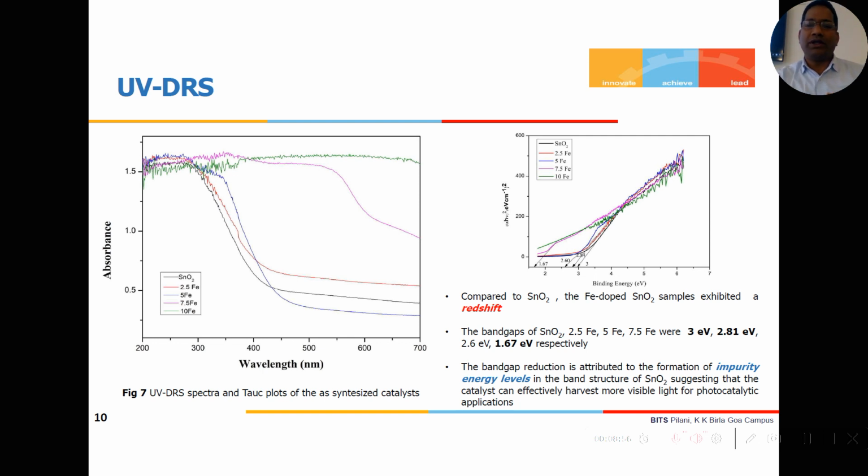We also used UV DRS, because one of our objectives was to reduce the band gap, to find out whether we really reduced the band gap. So we analyzed the sample using UV DRS, and the results are shown. It shows that pure SnO2 has a band gap of 3 electron volt. That is why I told you it is UV active. But when we started doping, we could see that the band gap reduced to 1.6 electron volt at 7.5 weight percent, which is clearly visible light active. So that is one of the reasons why we got the maximum amount of hydrogen at 7.5 weight percent.